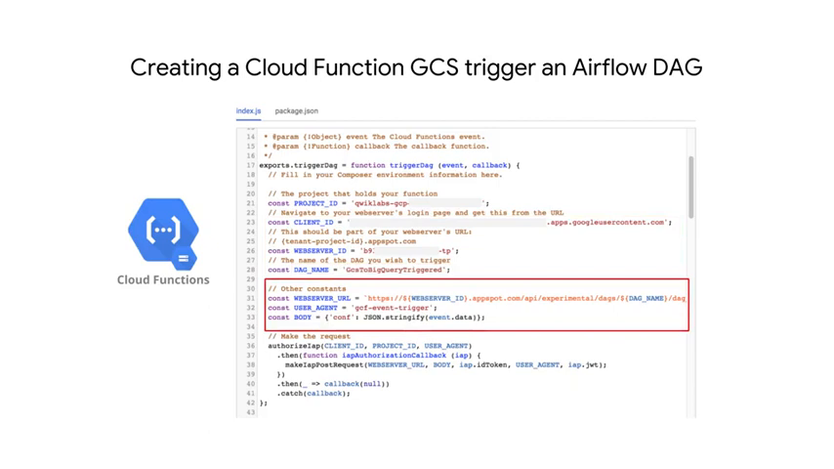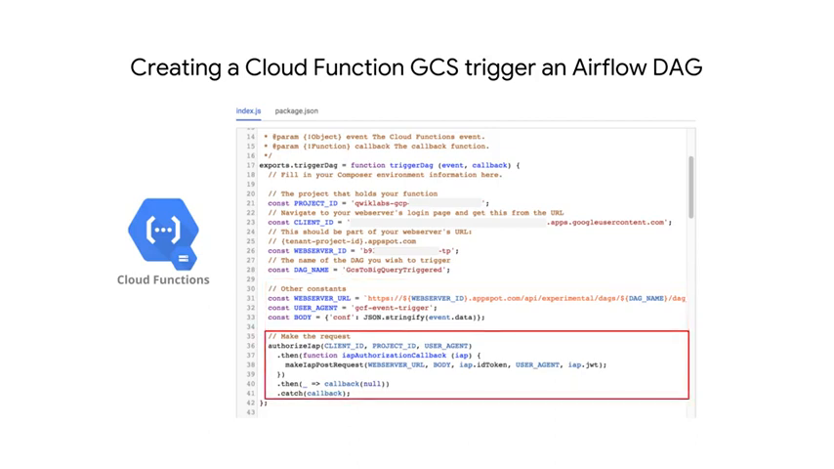Then we have a few constants that are provided which construct the Airflow URL that we're going to trigger a post request to, as well as who's making the request and what the body of the request is. Lastly, the trigger DAG function makes the actual request against the Airflow server to kick off your workflow DAG run.